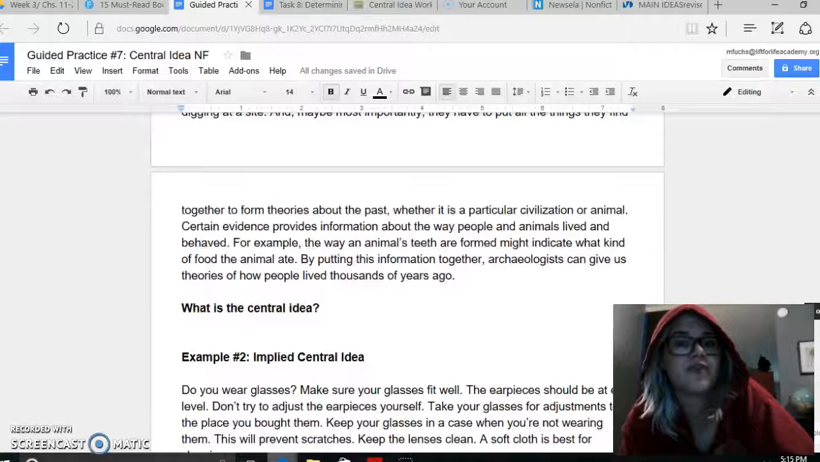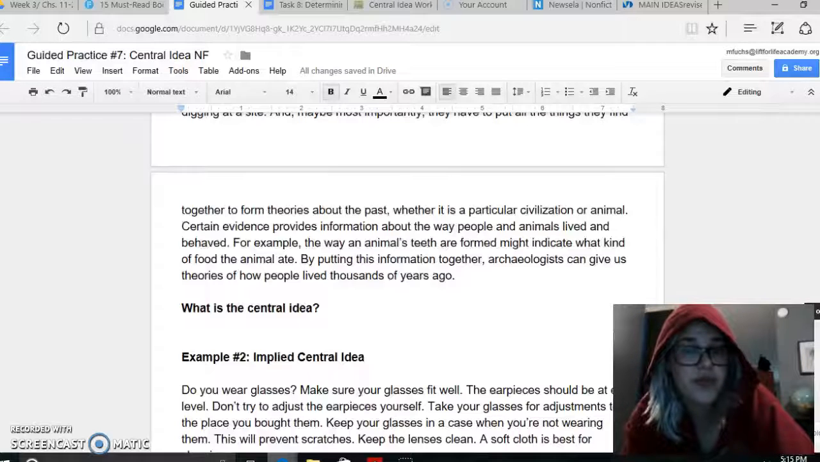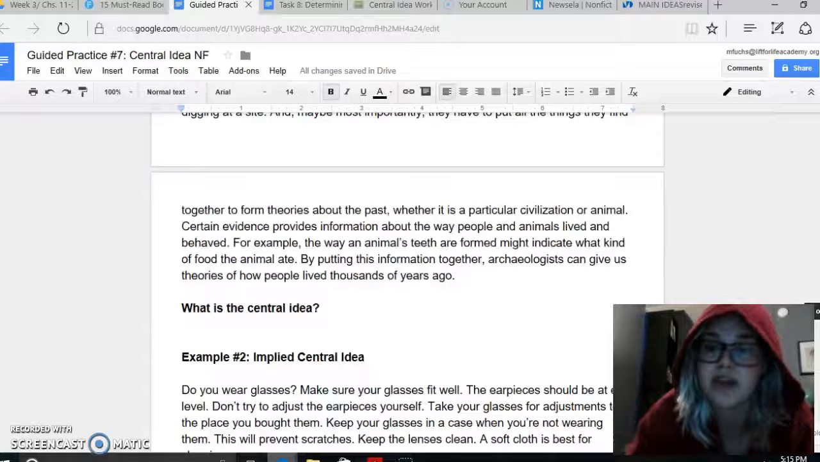Certain evidence provides information about the way people and animals lived and behaved. For example, the way an animal's teeth are formed might indicate what kind of food the animal ate. By putting this information together, archaeologists can give us theories of how people lived thousands of years ago.